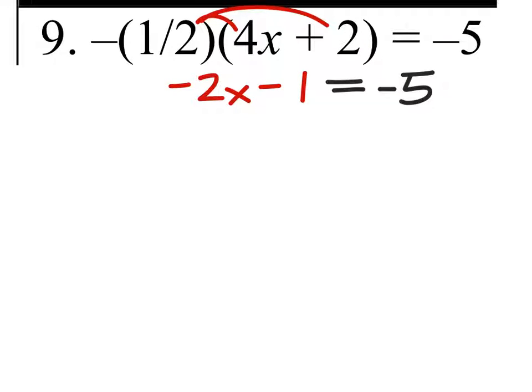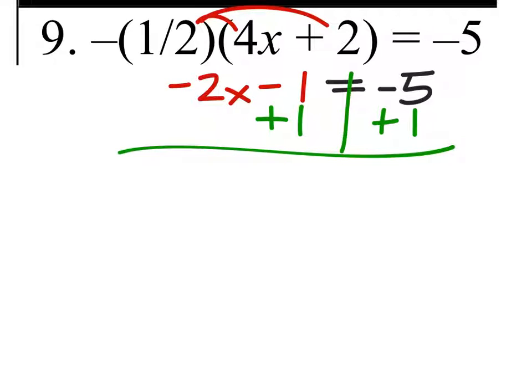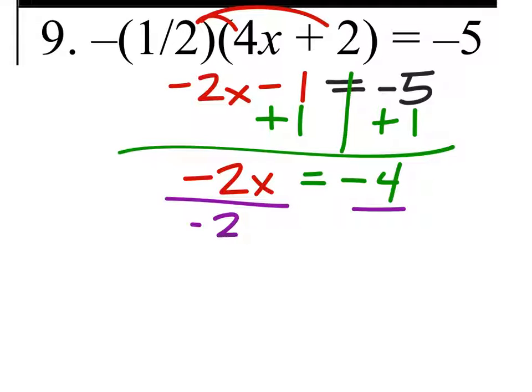So to solve, I will add 1 to both sides, leaving me with negative 2x, which equals negative 4. Well, from here, I just need to divide both sides by negative 2. Again, the purpose of this is to make that a 1x. Now I've got 1x equals negative 4 divided by negative 2, which is 2.